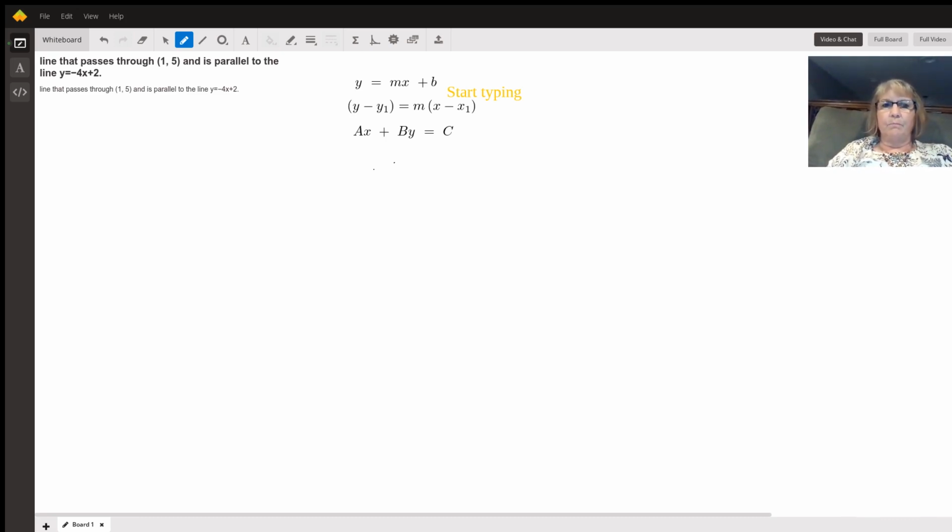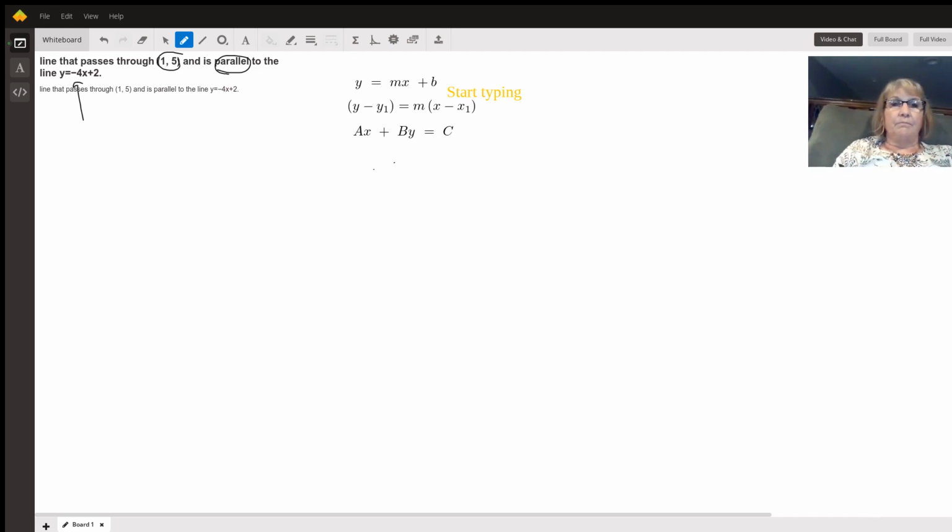That's your standard form. Well, to know which equation I want to use, I want to see what information I am given. Depending on what information I'm given, that's the form I'll choose. I know it goes through the point 1, 5, so I've got a point. I also have a slope because I know it's parallel to this line. If I have a point and a slope, I'm just going to put it in point slope form, since it doesn't tell me which form to use. That would be the easiest.